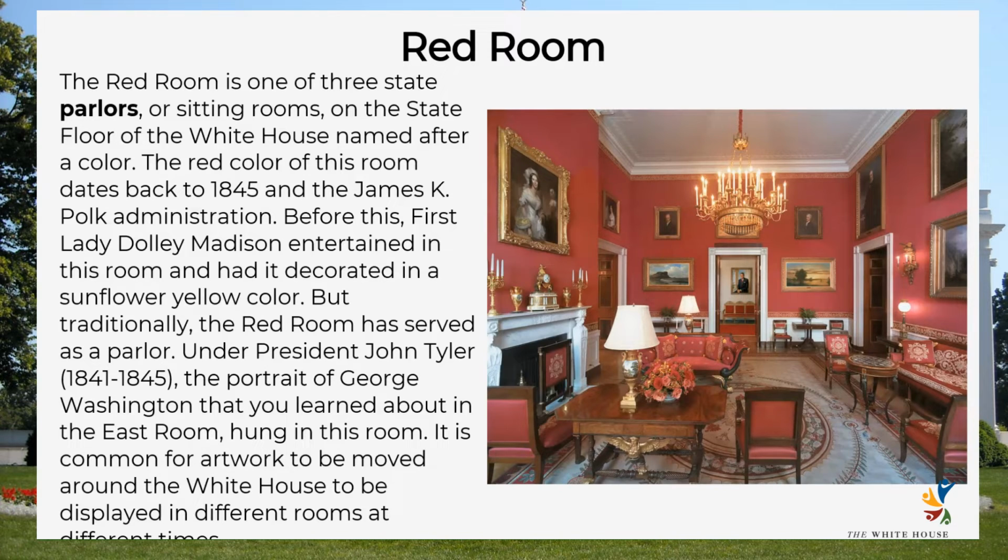The red color of this room dates back to 1845, the James K. Polk administration. Before this, First Lady Dolly Madison entertained in this room and had it decorated in a sunflower yellow color. But traditionally, the Red Room has served as a parlor. Under President John Tyler, the portrait of George Washington that you learned about in the East Room hung in this room. It is common for artwork to be moved around the White House to be displayed in different rooms at different times.